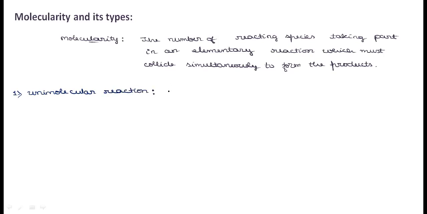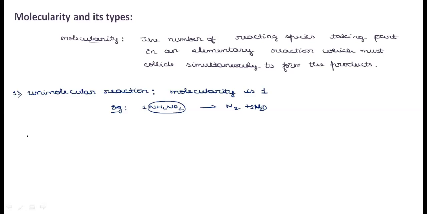Now, unimolecular reactions are those in which the molecularity of the reaction is 1. For example, if we take ammonium nitrite, NH4NO2, if it decomposes, it will give dinitrogen and water. Now if we consider this, the number of reacting species involved which must collide simultaneously to form the product is only 1. Hence, the molecularity of the reaction here is 1.